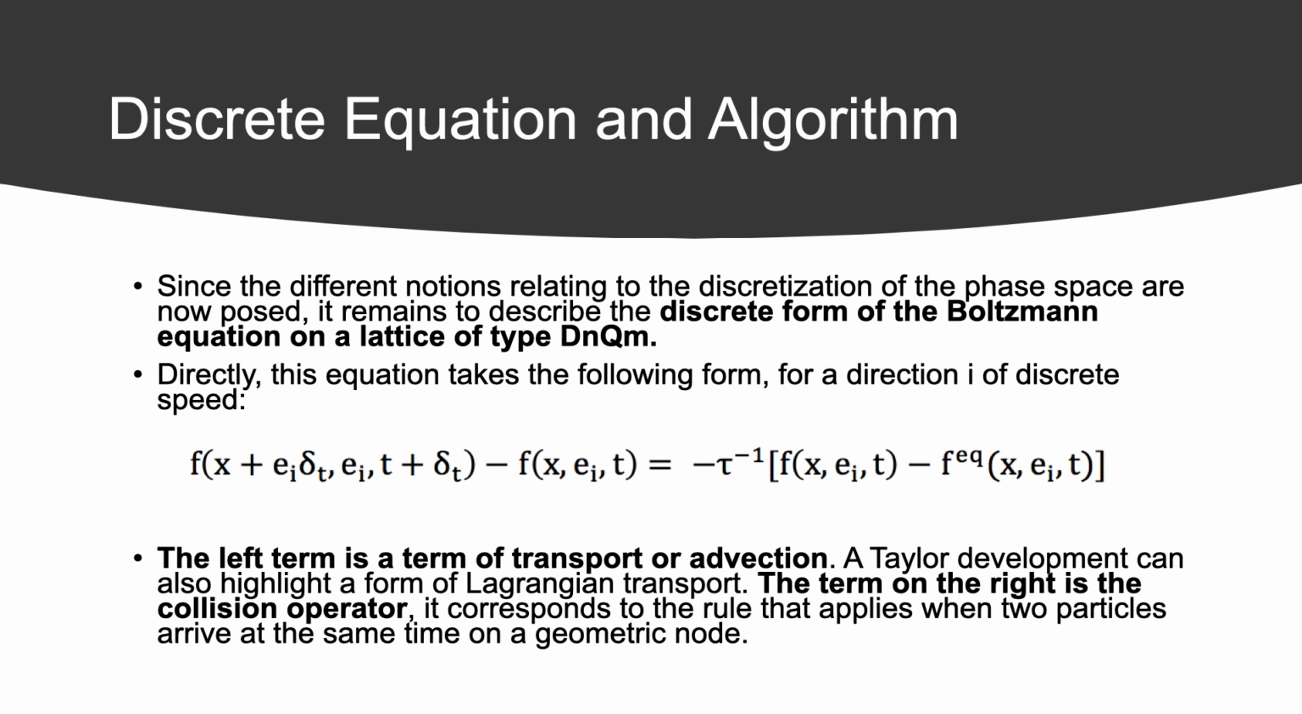So since now we know everything about the discretization of the phase space, we have to talk quickly about the discrete form of the Boltzmann equation on a lattice of type DnQm. So this equation takes generally the form that is written here. I'm not going to read it, but you can see it here. The left term is a term of transport or advection, and Taylor development can highlight a form of Lagrangian transport. The term on the right is the collision operator, which corresponds to the rule that applies when two particles arrive at the same time on a geometric node.